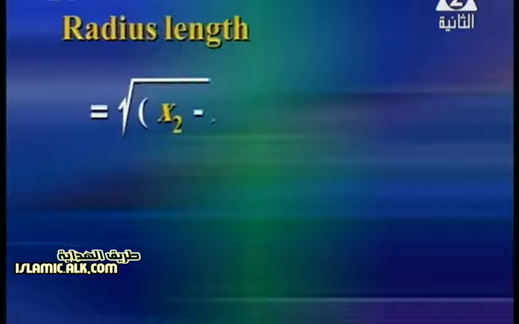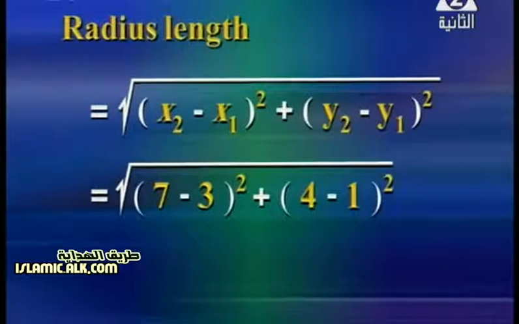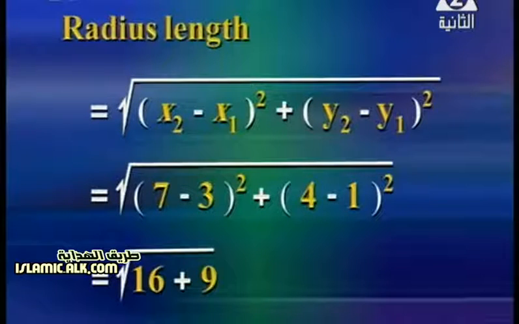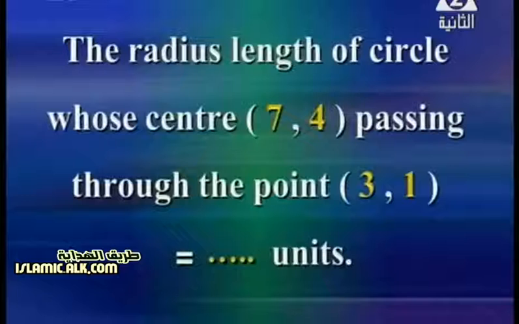So it is square root of (x2 minus x1) all to the power of 2 plus (y2 minus y1) all to the power of 2, which is equal to, by substituting, square root of (7 minus 3) all to the power of 2 plus (4 minus 1) all to the power of 2. Then what about 7 minus 3? It's 4, to the power of 2 is 16. So it is square root of 16 plus (4 minus 1 is 3) to the power of 2 equals 9. So it is root 16 plus 9, which leads us to square root 25. And this means that the radius length will be 5 units. So the radius will be 5 units.